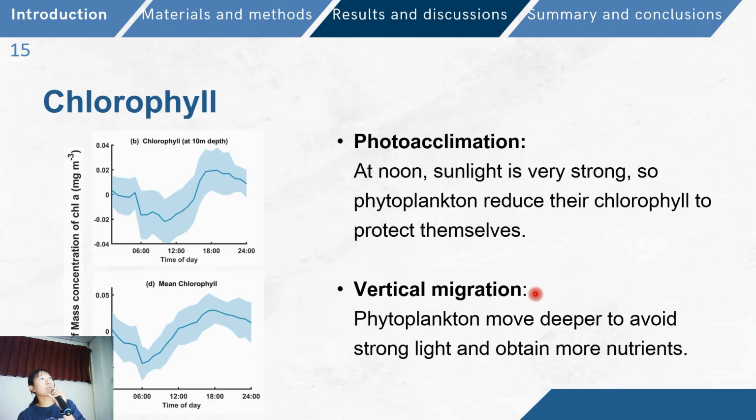So there are two reasons. First is photoacclimation. At noon, sunlight is very strong, so phytoplankton reduce their chlorophyll to protect themselves. Another is vertical migration. Phytoplankton move deeper to avoid strong light and obtain more nutrients. So lower chlorophyll does not mean lower phytoplankton.